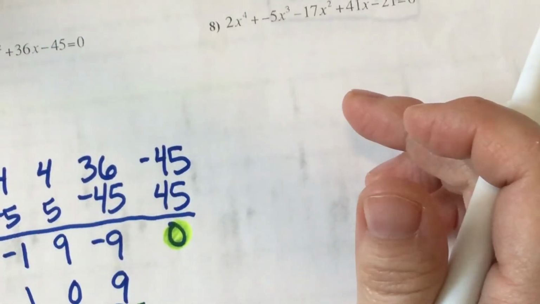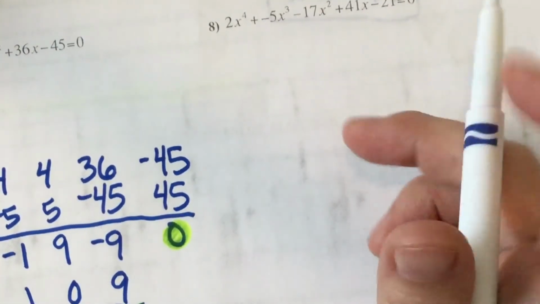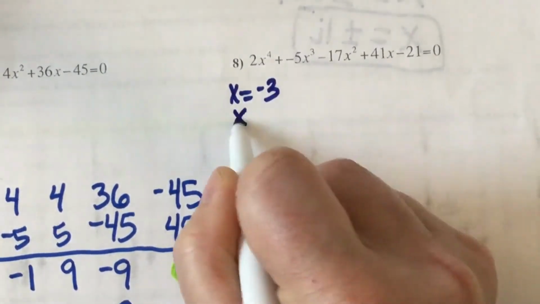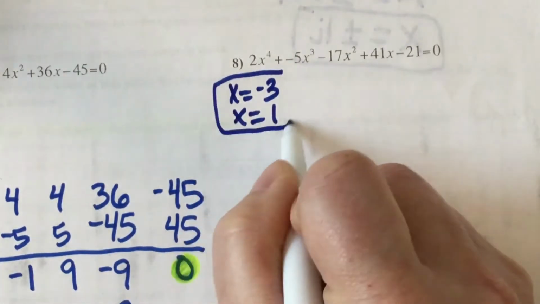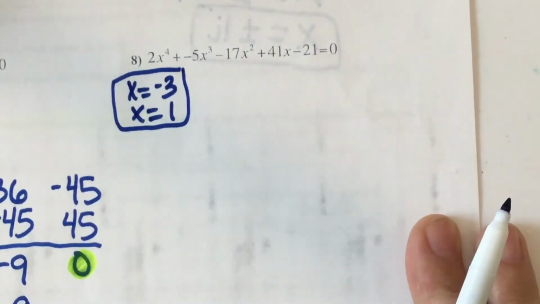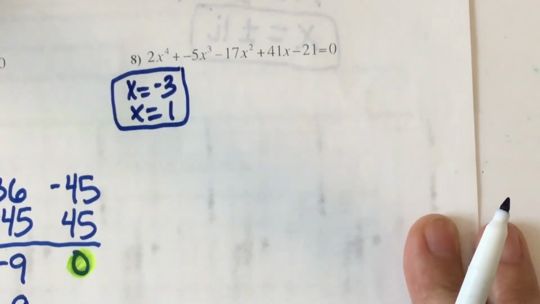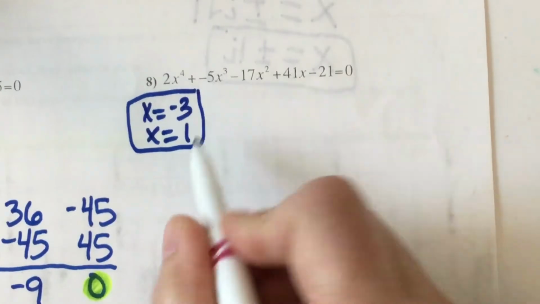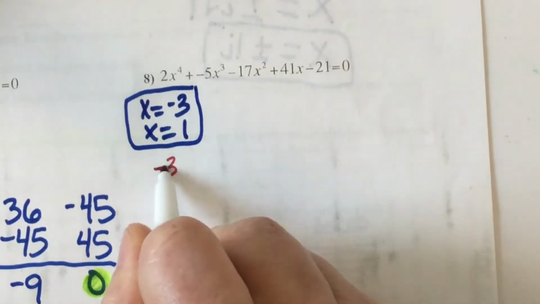So let's write that down. We've got x equals negative 3. And we've got x equals 1. And then I'm going to do synthetic division twice to make this 4 go to a 2. It doesn't matter which one you start with as far as which one you put in the box. So I'm just going to start with the first one I wrote down, which was negative 3. So first you put the 0 in the box.